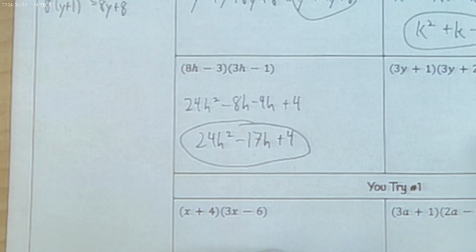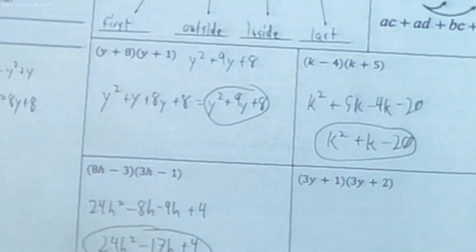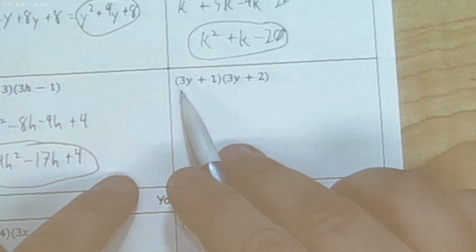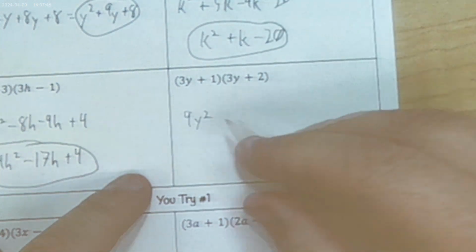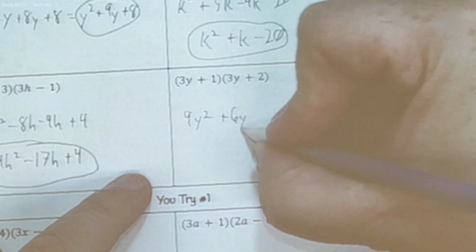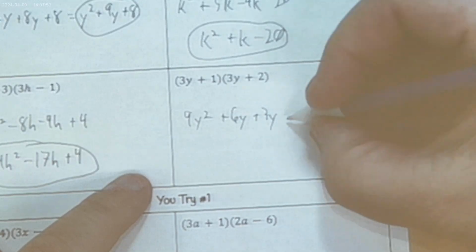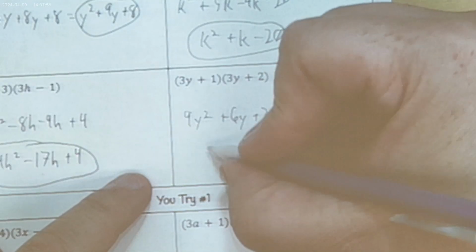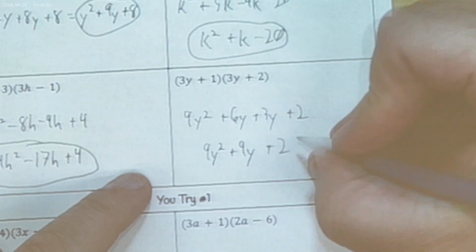All right. And moving on to our next one. So I've got the first, which gives me 9y squared. Outside, plus 6y. Inside, plus 3y. And then last, plus 2. So that gives me 9y squared plus 9y plus 2. All right.